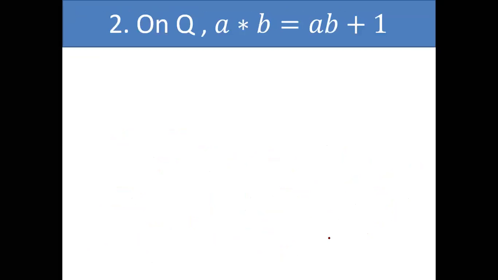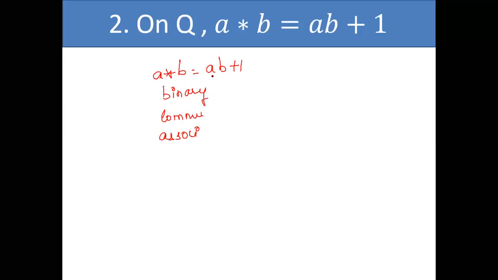Hope this was clear. So we'll move on to the next question. We are running out of time, students. The next question is on the set of rational numbers. How they have defined A star B is equal to AB plus 1. So what we have to check? We have to check whether it is a binary operation, commutativity, whether it satisfies, and associativity. So check it.